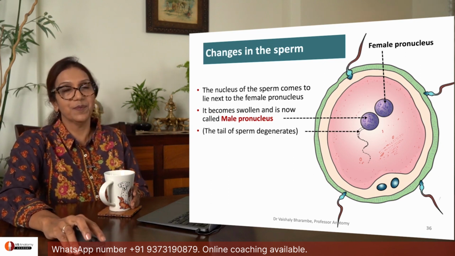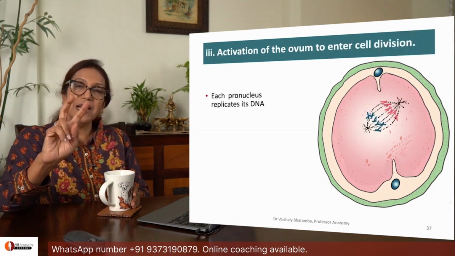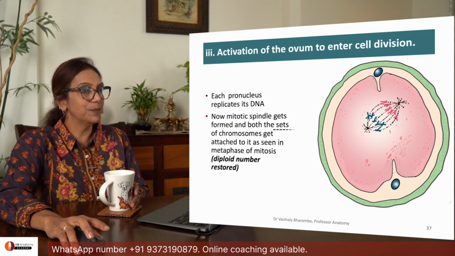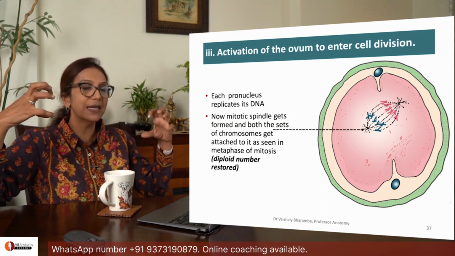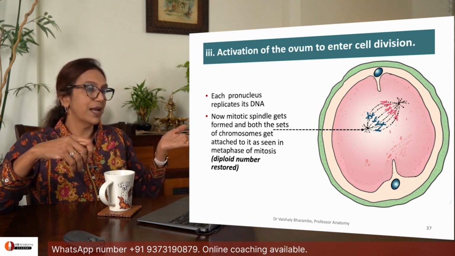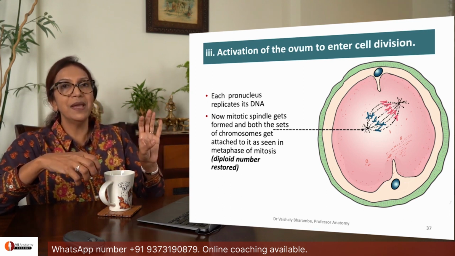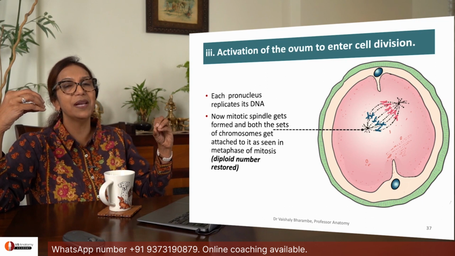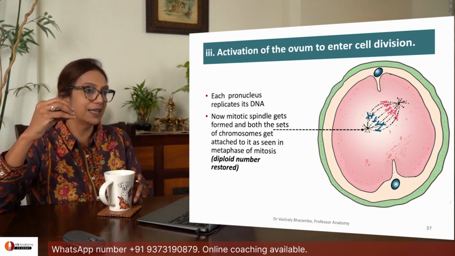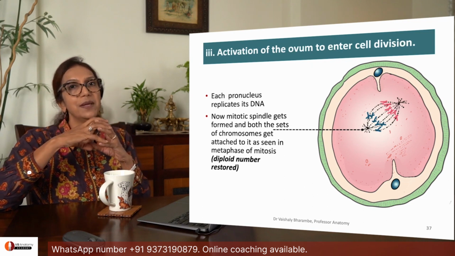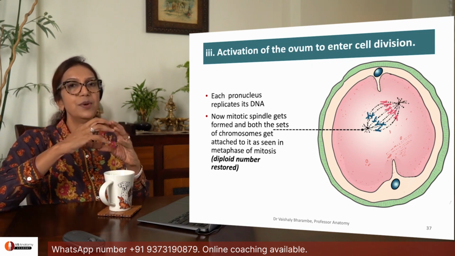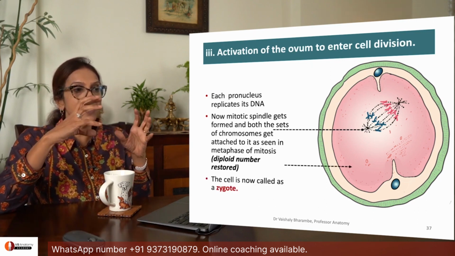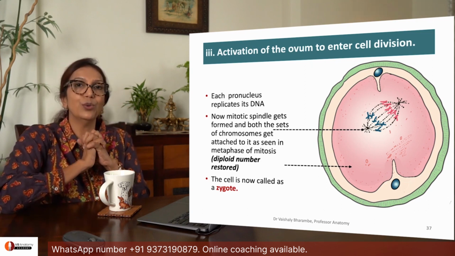Now what will happen? Both the male and female pronuclei containing chromosomes first duplicate their DNA material. All this DNA now gets attached to a mitotic spindle. So there are chromosomes from the male and chromosomes from the female parent, and they're all suspended on that single mitotic spindle. Do you realize that this results in the diploid number being restored? The diploid number is now restored in that cell. Such a cell with these chromosomes suspended on the spindle is called a zygote.